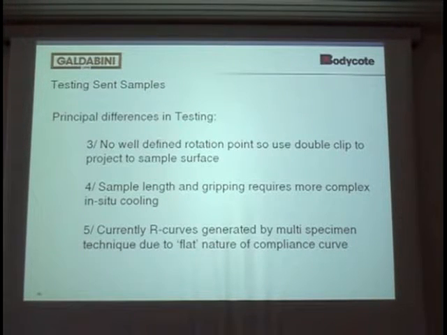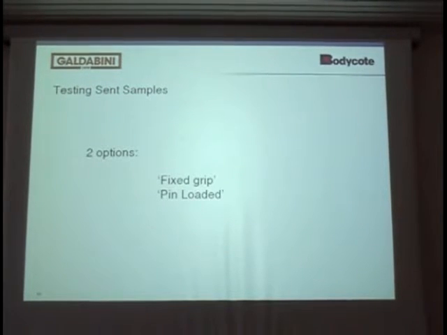The other practicalities of using this geometry are the fact that there's no well-defined rotation point, so we use a double clip gauge to try and project out to the sample surface. Because of the thermal loading from the grips and the sample length, we have to take a quite different approach to cooling than we would for traditional fracture toughness samples. And currently we're restricted to the traditional multi-specimen technique because the compliance curve tends to be very flat for these geometries, making single specimen testing very difficult.